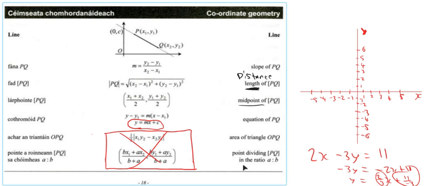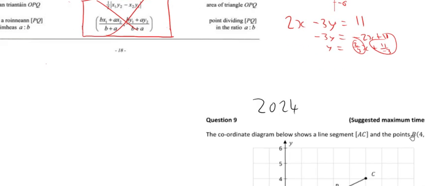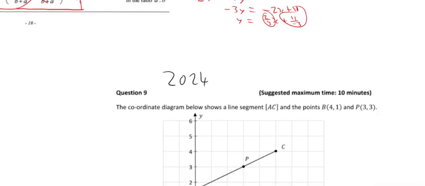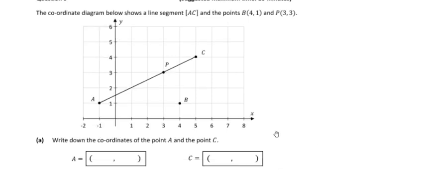That's what that formula is used for. That's a little bit about the formula. I'm going to look at a few exam questions here. This was the 2024 exam question for Junior Cert Higher Level.